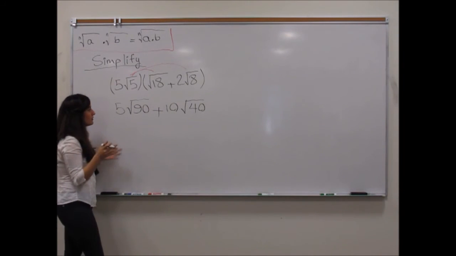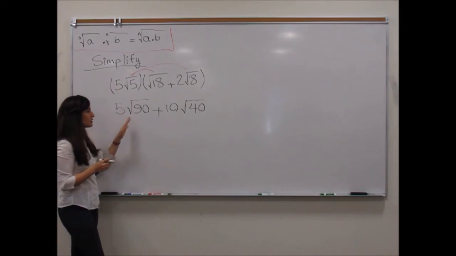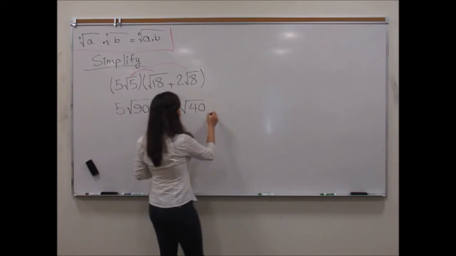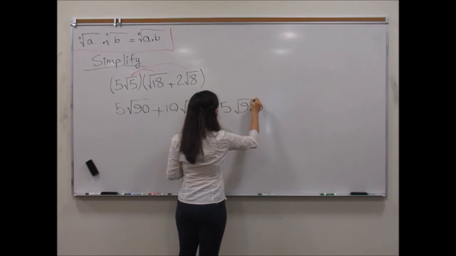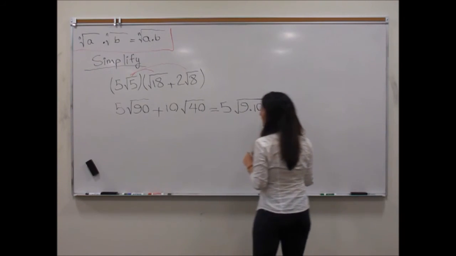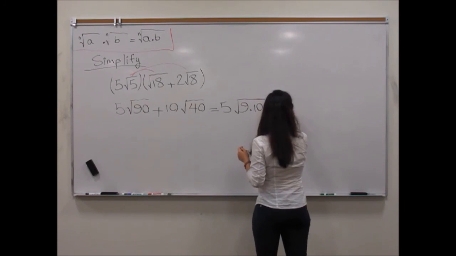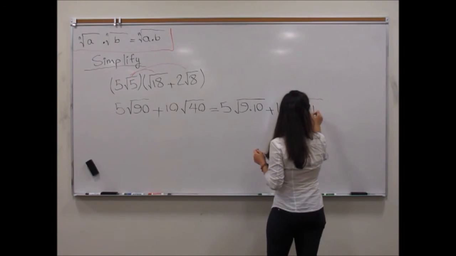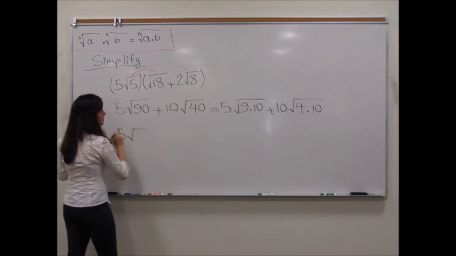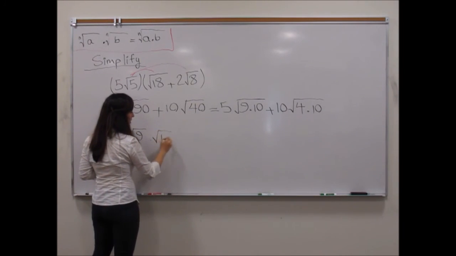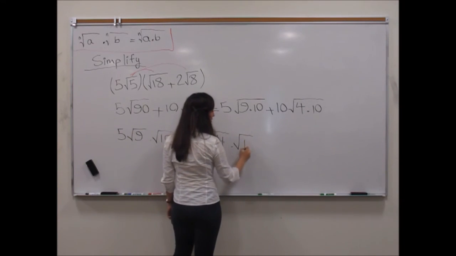Now I have to simplify. 90, the perfect square in 90 is 9, so I can write it as 9 times 10. And same thing for 40. The perfect square in 40 is 4, so I can write it as 4 times 10. And then I can break down these radicals. So 5 times rad 9 times rad 10 plus 10 times rad 4 times rad 10.